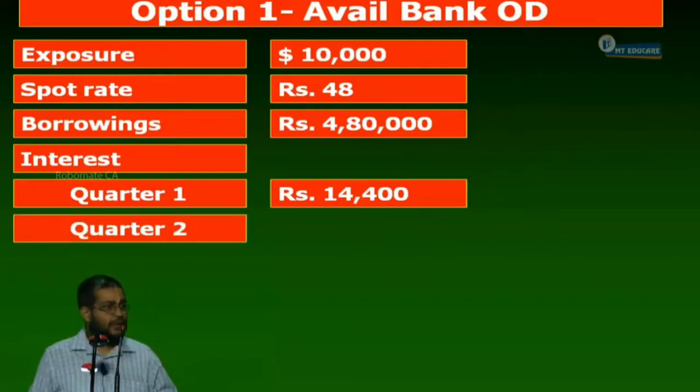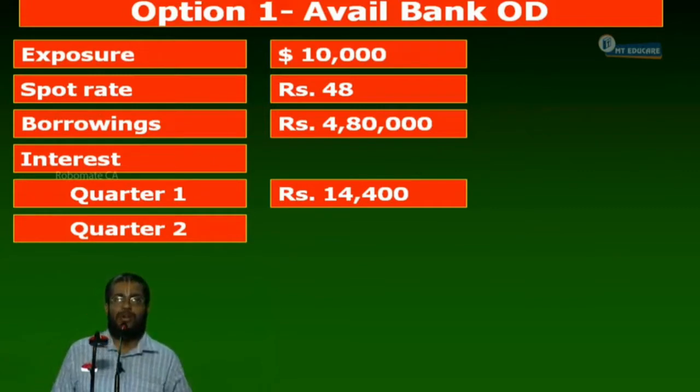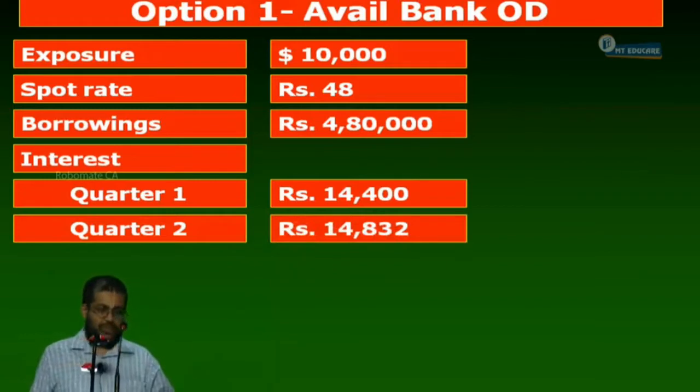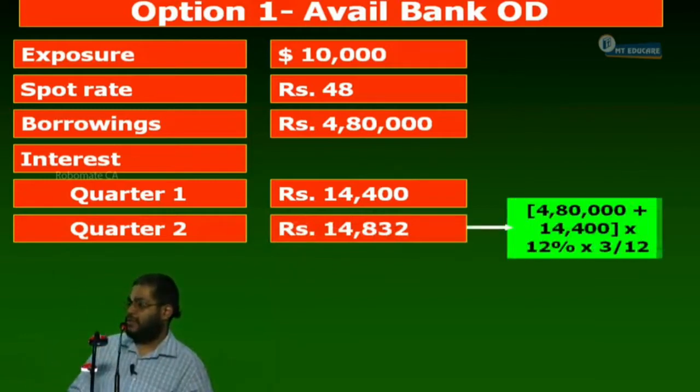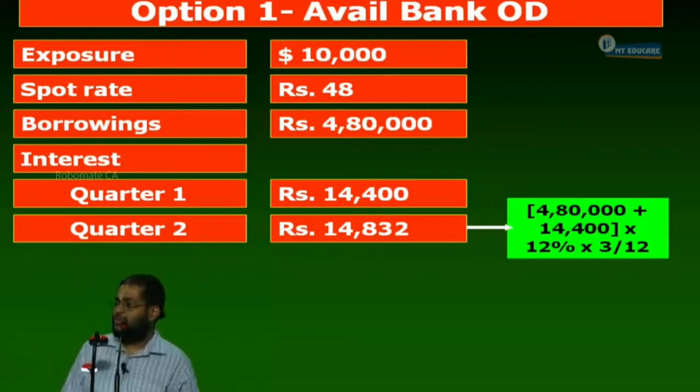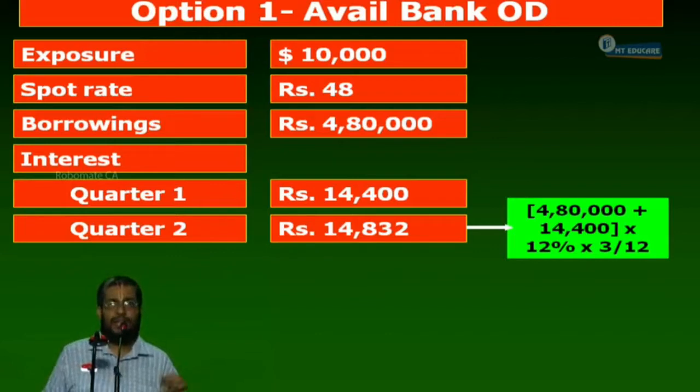Next, quarter 2. Tell me what is quarter 2 interest? 14,832. How do I calculate this number? 4,80,000 plus 14,400 becomes the principal amount, on which 12% interest for 3 months is charged: into 12% into 3 by 12.